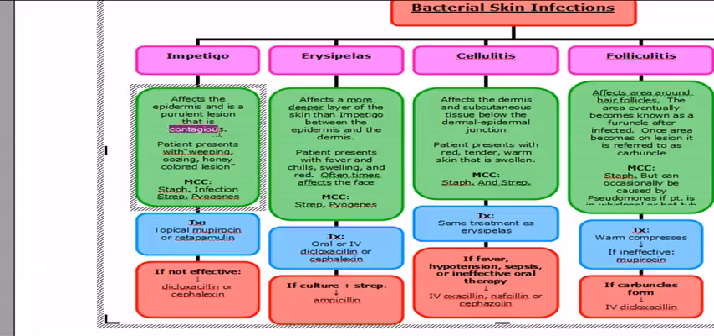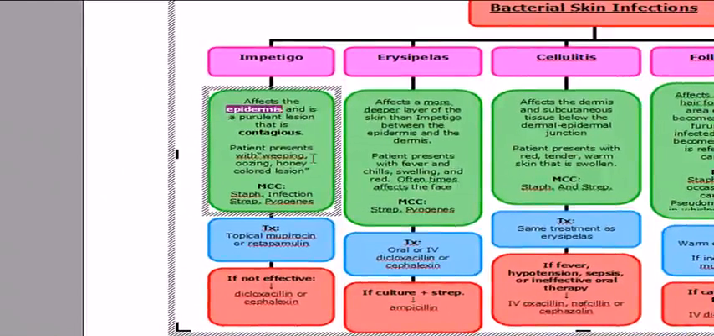Really important thing to know, this is a contagious disease, okay? So it's going to be contagious, and it's going to affect the epidermis. Weeping, oozing, honey-colored lesion, and it's a mild disease, so it's going to be topical mupirocin. If not effective, dicloxacillin, cephalexin.